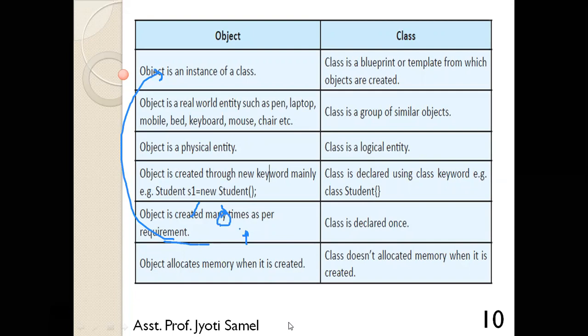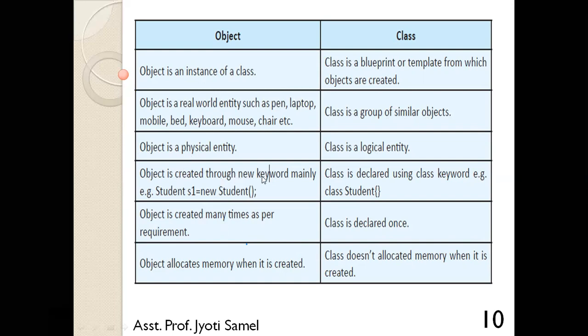Now we will see the differentiating points between objects and a class. An object is an instance of a class, whereas a class is a blueprint or template. An object is a real world entity such as a pen or laptop, which we can touch. They have a physical existence. A class is a group of similar objects. A class is a logical entity, whereas an object is a physical entity.